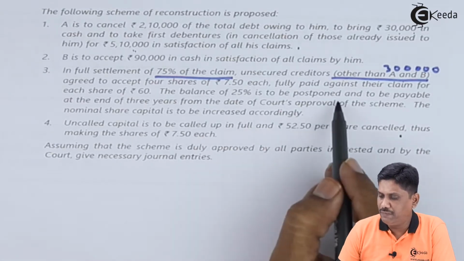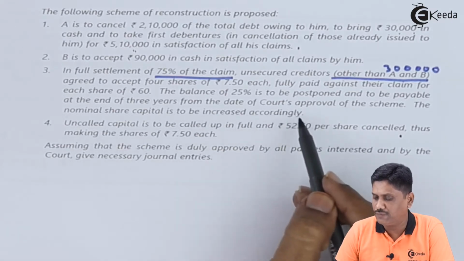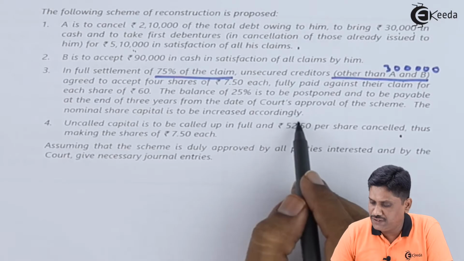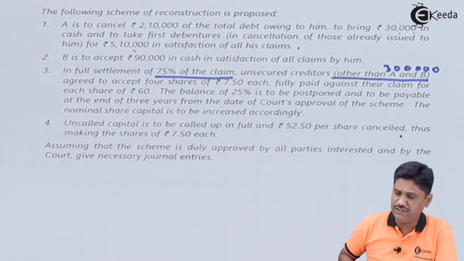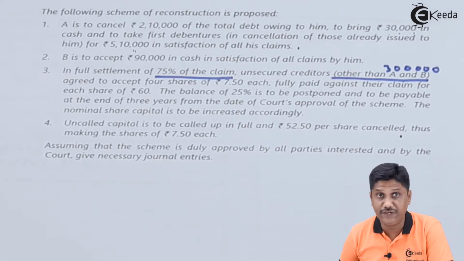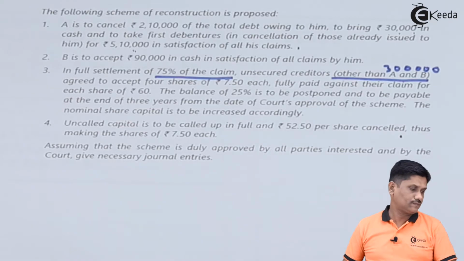The balance 25% is to be postponed and to be payable at the end of 3 years from the date of court's approval of the scheme. The nominal share capital is to be increased accordingly. We will see that. Firstly, I need to prepare a working note to make you aware how it will be presented. Let us have a working note: settlement of other unsecured creditors.